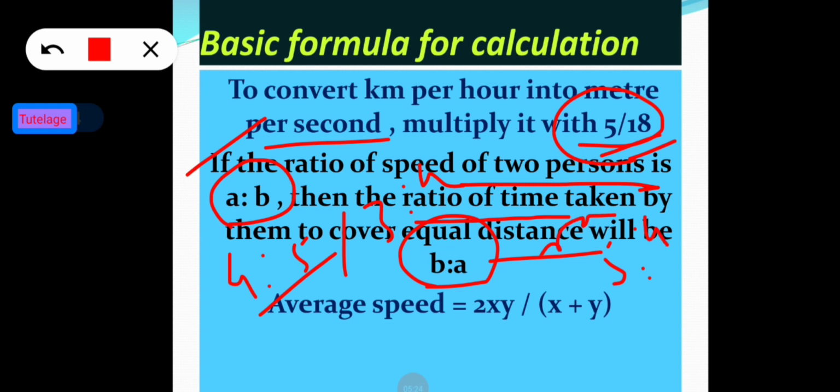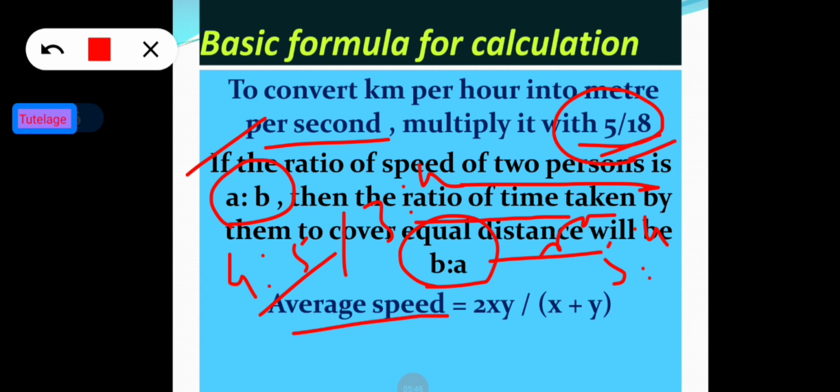Sorry, the ratio of time. If the ratio of speed is 4 is to 5, then the ratio of time is 5 is to 4. If the ratio of speed is 3 is to 4, then the ratio of time is 4 is to 3. I think this is clear. This is a reverse relationship.